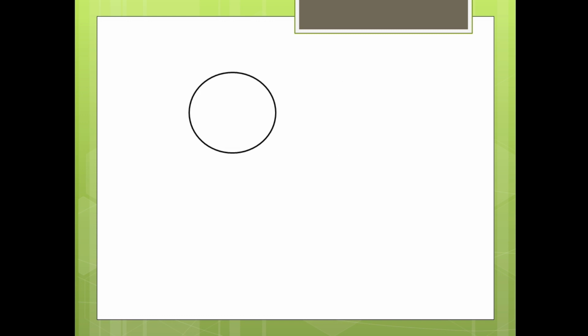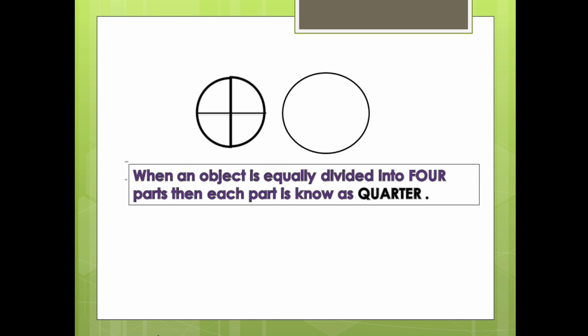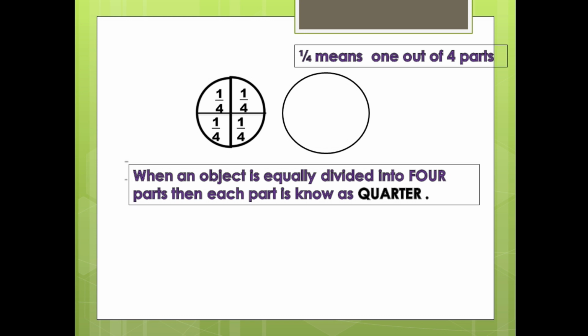Next one, the same circle. Now, how many parts have I divided this circle into? See, 1, 2, 3, 4. So how many parts have been divided? Divided into 4 parts. When an object is equally divided into 4 parts, then each part is known as a quarter. Then what is each part known as? Each part is known as a quarter, and it is written as 1/4. Yes or no? That is 1 part out of how many parts we have divided? 4 parts, and it means 1 out of 4 parts.